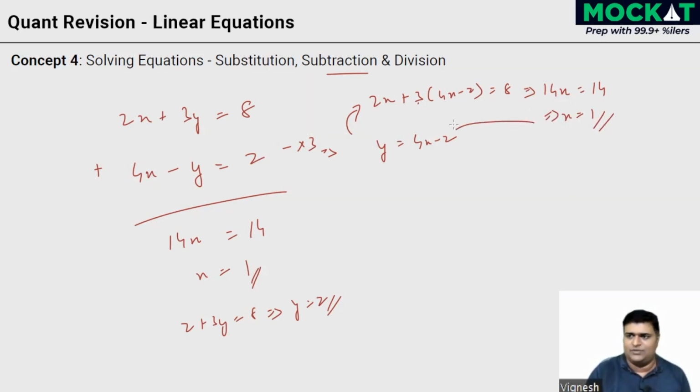The moment you have x equals 1, plug it into this, and you're going to get y equals 4 into 1, 4 minus 2, which is 2. So y equals 2. We get the same set of values over here, right?